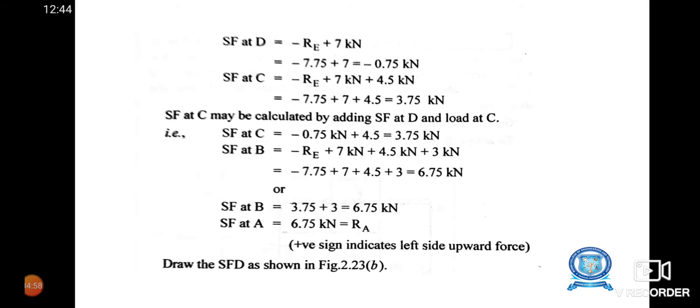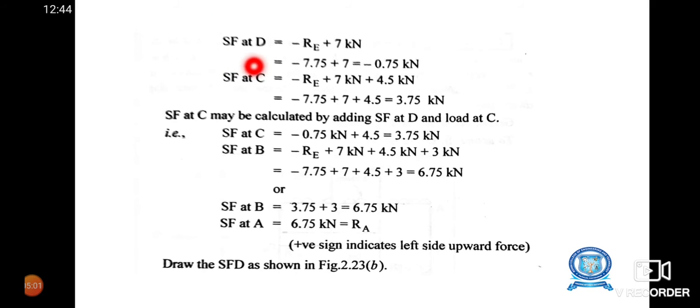Next we find the shear force calculation. The shear force at E is equal to minus RE. The negative sign indicates the right side upward force, so we use the negative sign. Minus RE is equal to minus 7.75 kilonewton. That is the shear force at point E.